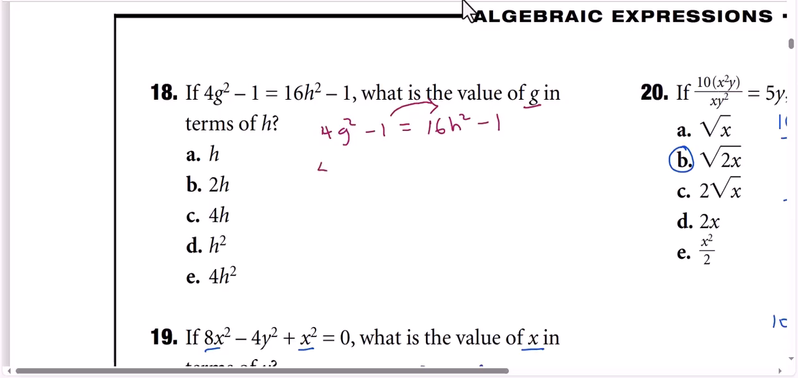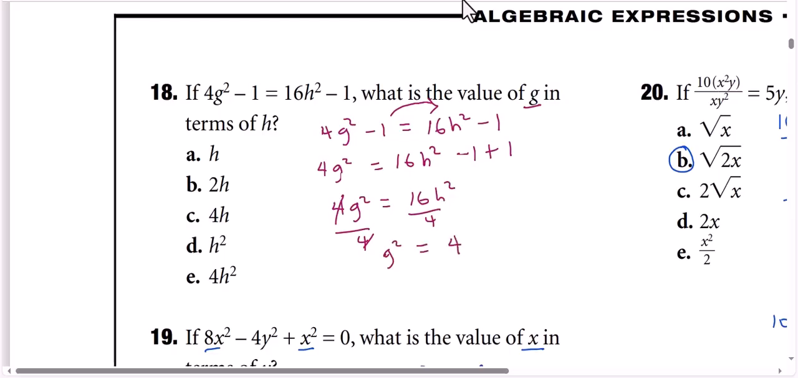Taking it to the left hand side, I have 4g squared is equal to 16h squared minus 1 plus 1, because this is coming here, and minus 1 plus 1 is 0. So 4g squared is equal to 16h squared. So I want to divide both sides by the coefficient of g, which is 4. So dividing both sides by 4, the 4's will cancel out here, and g squared standing alone becomes 4h squared.